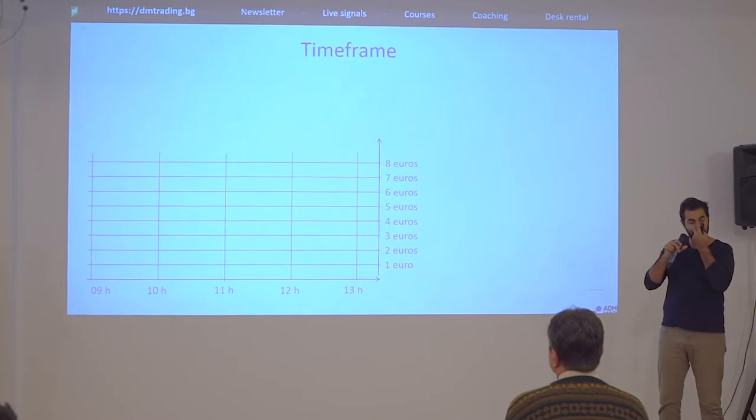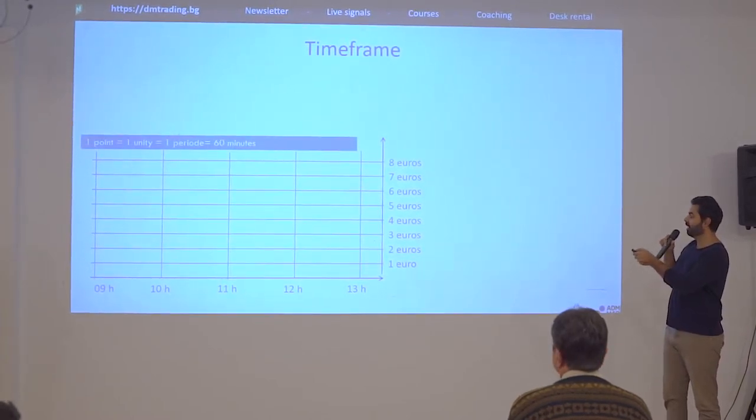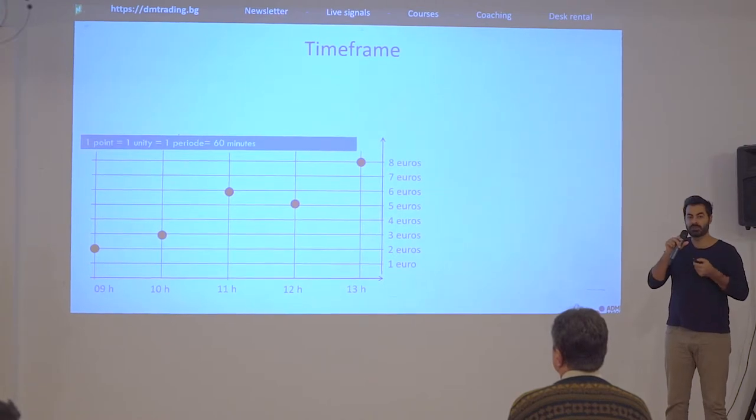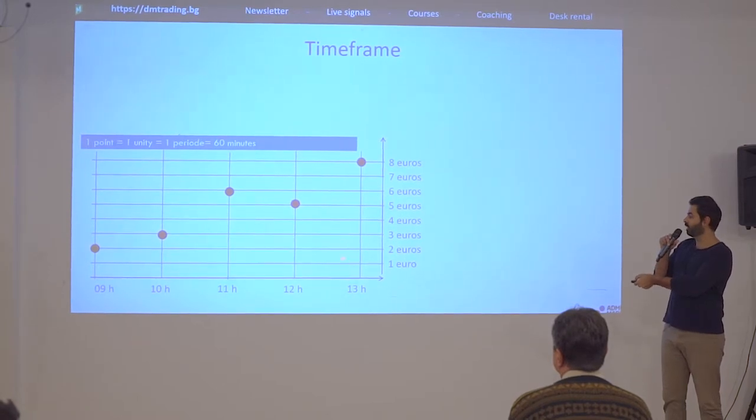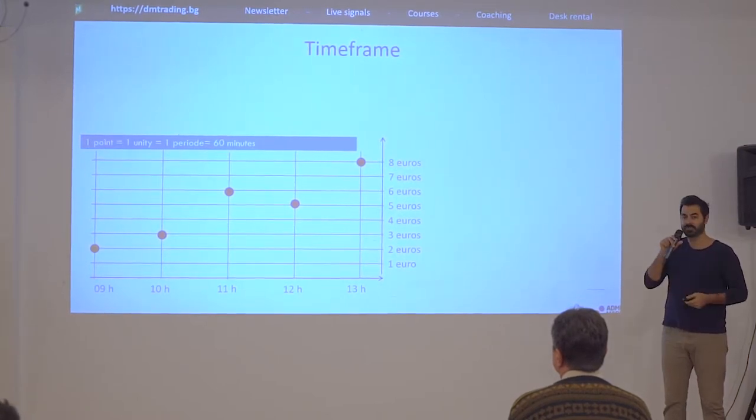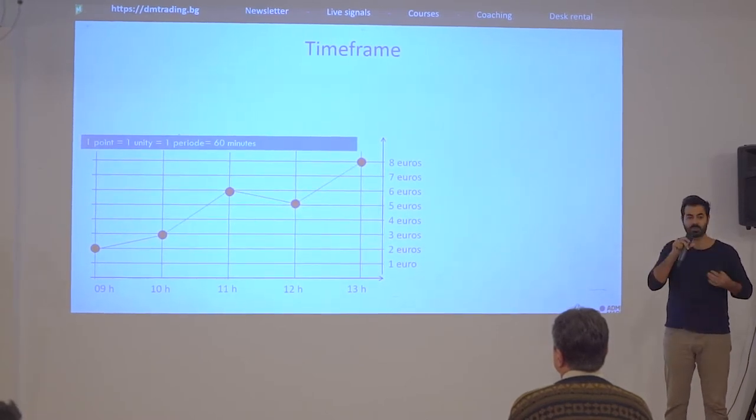So I think everybody is following. So how does it work? At each hour, so at 9, 10, 13, and so on, you have a price. As an example, at 9, the price was at 2 euro, and at 1 p.m., the price is at 8 euro. So when you link all those different prices, you get a curve.